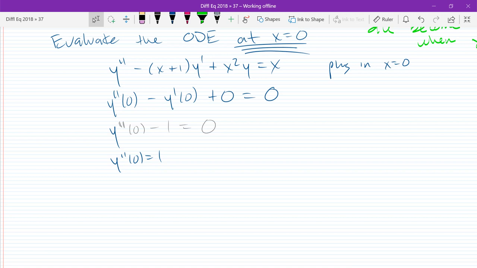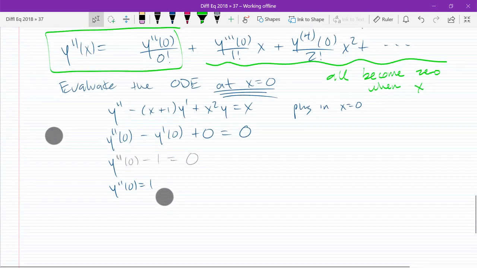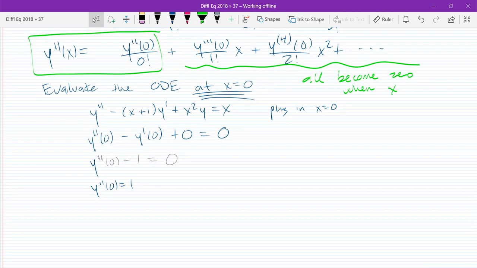How would I get y triple prime of 0? I can't do the trick I just did, because our ODE tops out at y double prime. So I don't have a place to plug y triple prime into the ODE. So I can't do that. Oh, the classic Calc 1 move. Take a derivative. Let's do it.